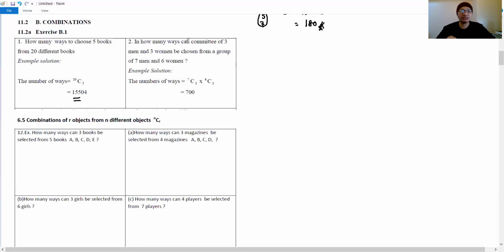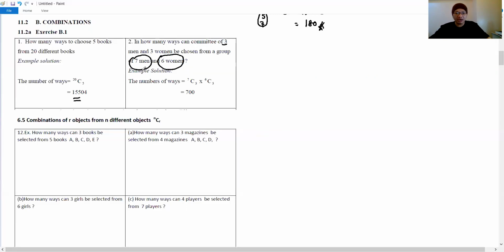Now, how many ways can a committee of 3 men and 3 women be chosen from a group of 7 men and 6 women? You see, I want to form a committee that consists of 3 men and 3 girls. How many men are available and how many women are available? Okay, so we have 7 men available and 6 women available, and we want to choose 3 from each.